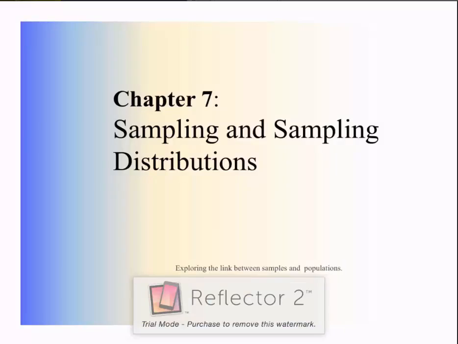Sampling and sampling distributions being the topic of the day, we have several objectives. First of all, I want you to be able to explain some of the common sampling biases, and then related to that, be able to describe sampling methods, a sampling distribution, and how that relates to the sample mean. And then you should be pretty comfortable with the central limit theorem and using the central limit theorem to describe the sampling distribution.